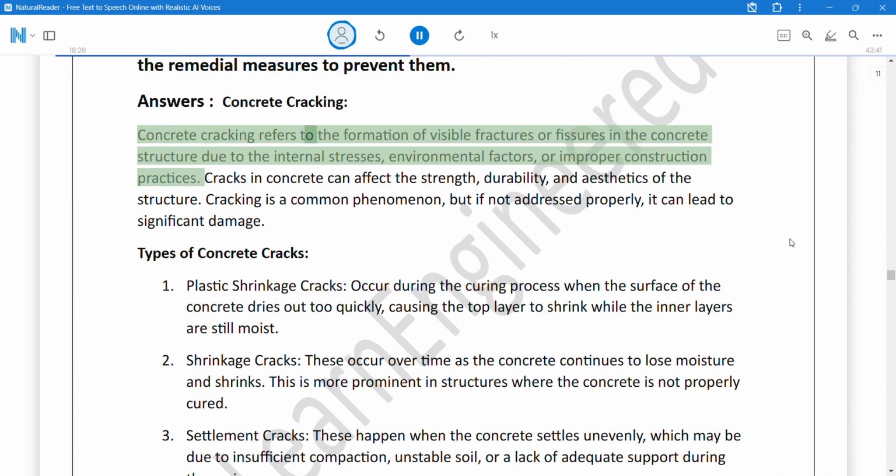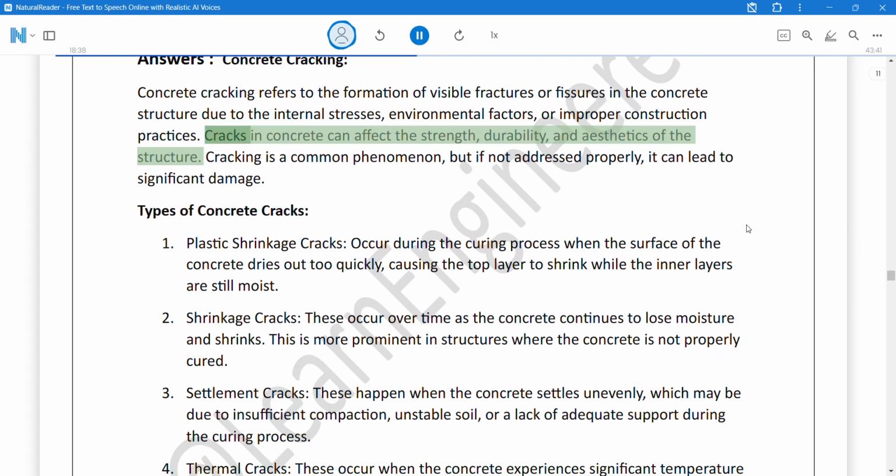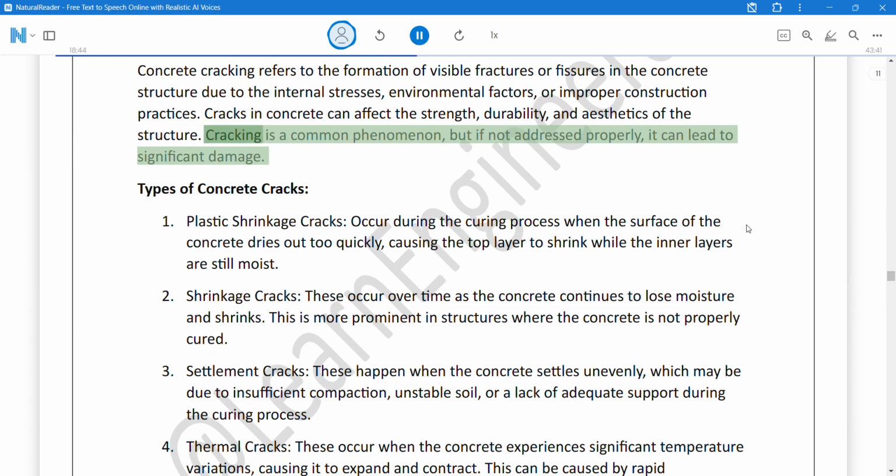Concrete cracking refers to the formation of visible fractures or fissures in the concrete structure due to internal stresses, environmental factors, or improper construction practices. Cracks in concrete can affect the strength, durability, and aesthetics of the structure. Cracking is a common phenomenon, but if not addressed properly, it can lead to significant damage.